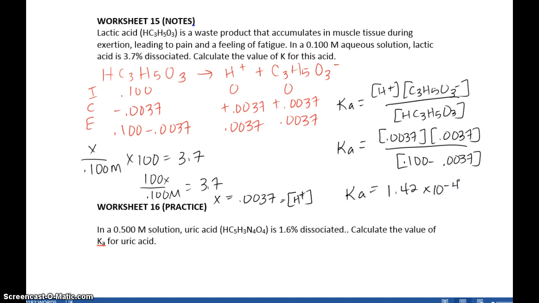So the black is what I would need to see on your test, but the red I put just to be helpful. You could see where the numbers were coming from and where they were going, and certainly it's fine to write that if you needed to write that additional information.